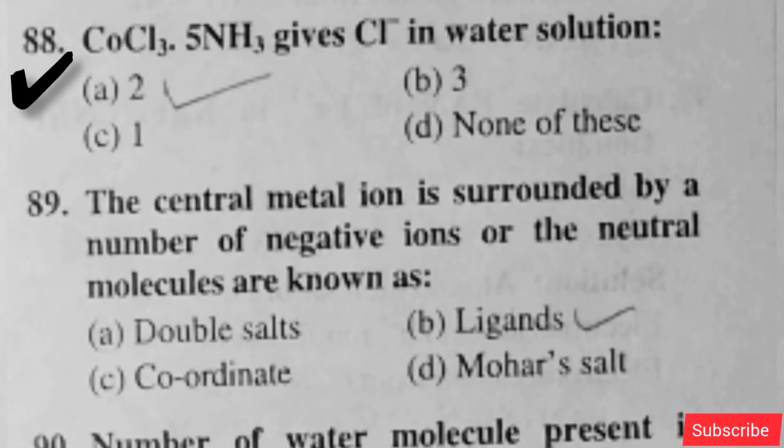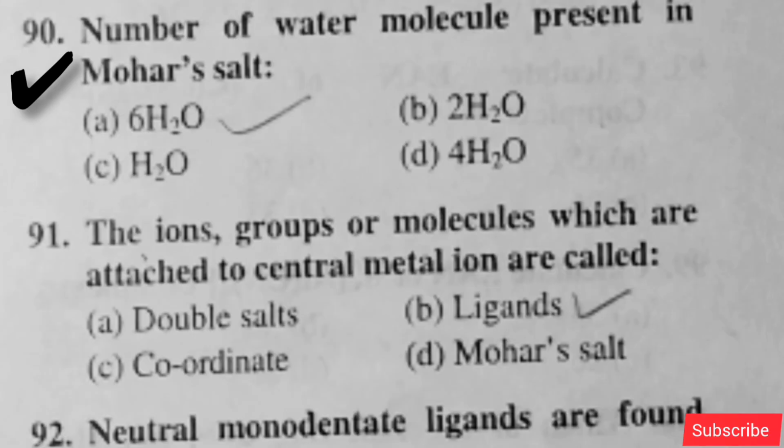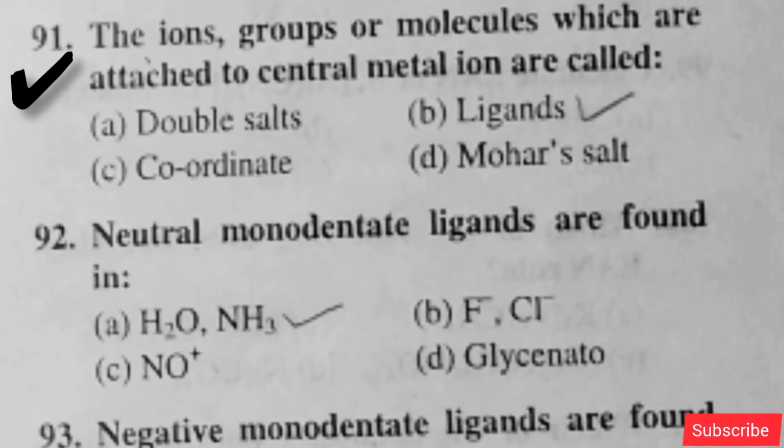[Co(Cl)3]·5NH3 gives Cl- in water solution, option A is right. The central metal ion is surrounded by a number of negative ions or neutral molecules are known as, option B is right. Question 90: number of water molecules present in Mohr salt, option A is right. The ions or group of molecules which are attached to central metal ion are called, option B is right.